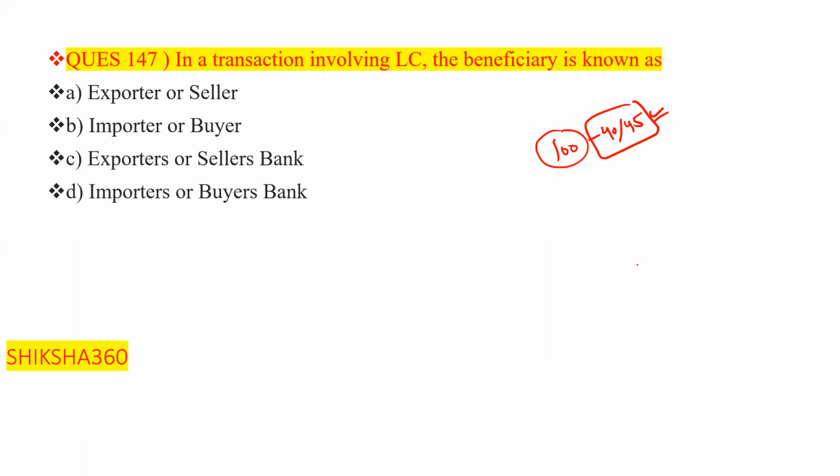So in a transaction involving the LC, the beneficiary is known as exporter or seller. The beneficiary is the person who is selling the thing. It is known as exporter, or in simple language, seller. Now move to the next question.